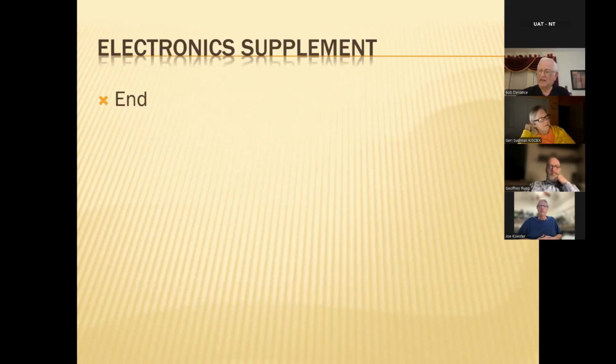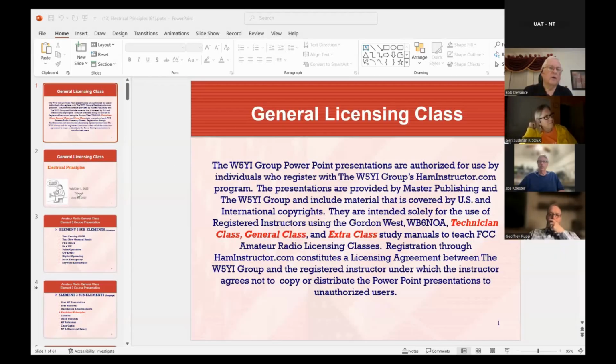Okay, that takes care of that one. I'm going to stop the share for a moment, and then I'm going to go and share a different one. Any questions while I'm bringing this next one up? Let's see, is that the one? Electrical principles. Yep, that's the one. Okay, and we're going to go to that one, and we're going to tell it to go to screen.